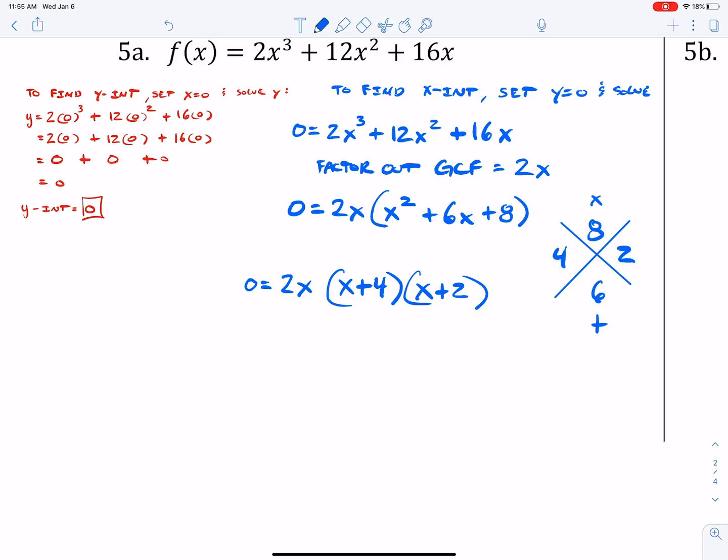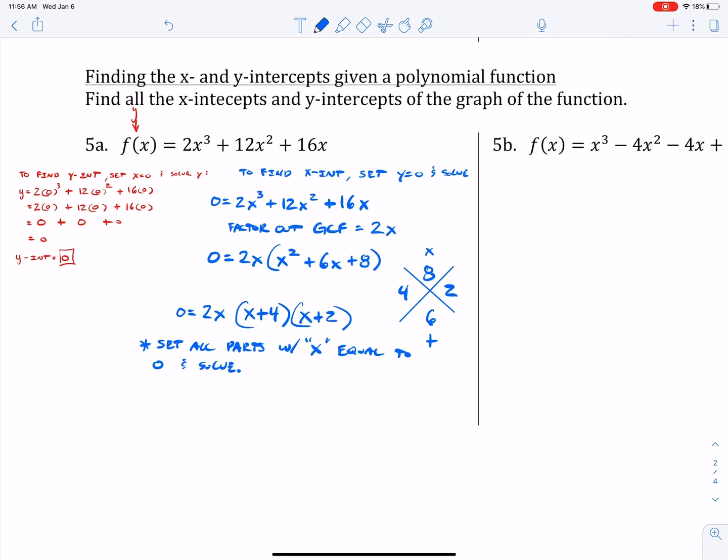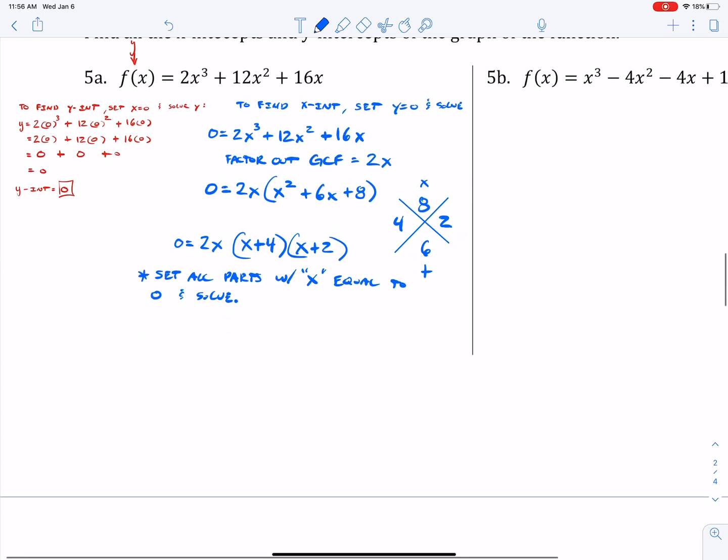From there, what we need to do is set all parts with an x equal to 0 and solve. So let's make a note here. Set all parts with an x equal to 0 and solve. So hopefully you can make that a little bit cleaner. So all parts with an x equal to 0.